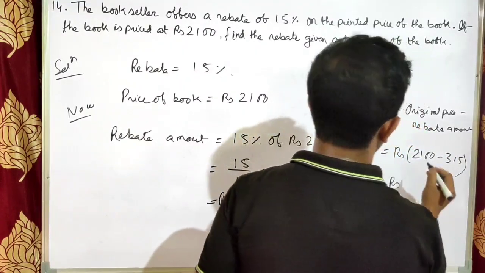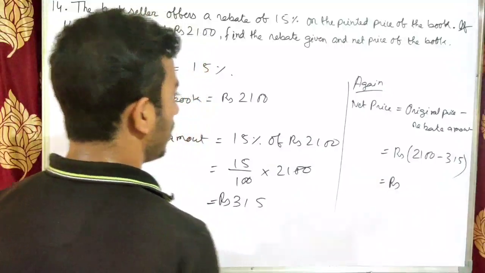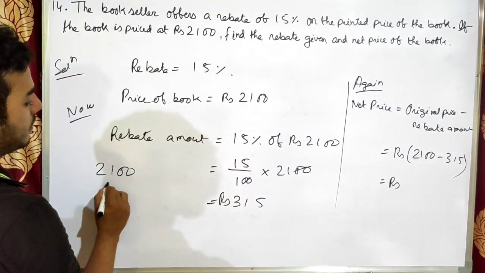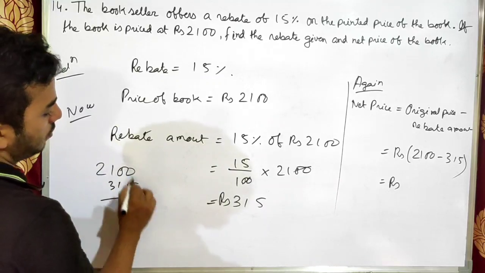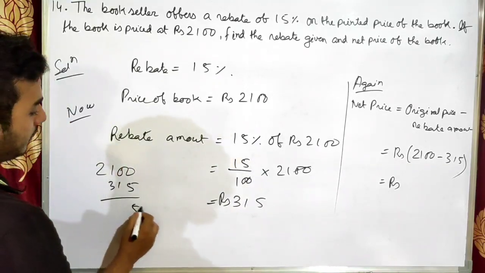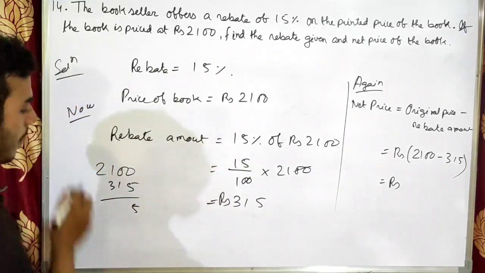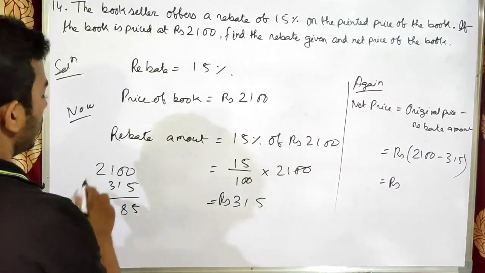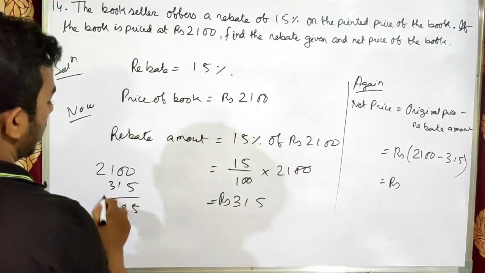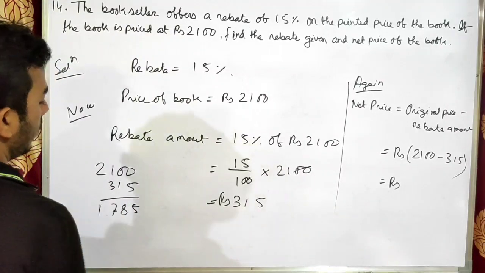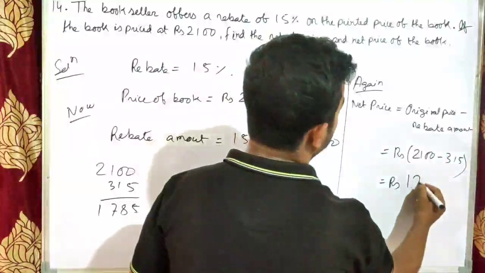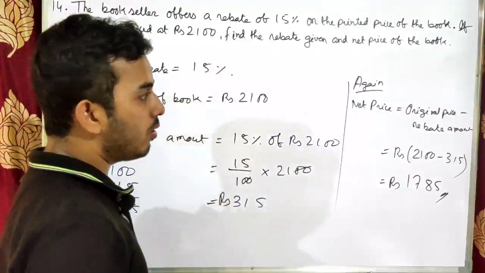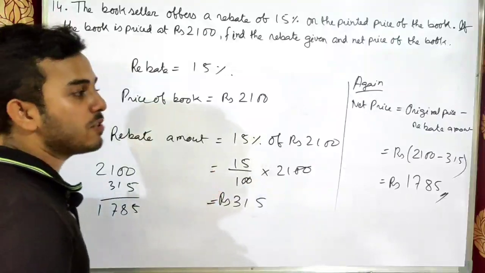So now if we subtract, 2100 minus 315. 10 minus 5 is 5, 9 minus 1 is 8, then 10 minus 3 is 7, and then 1. So it is 1785. This is the net price of the book.